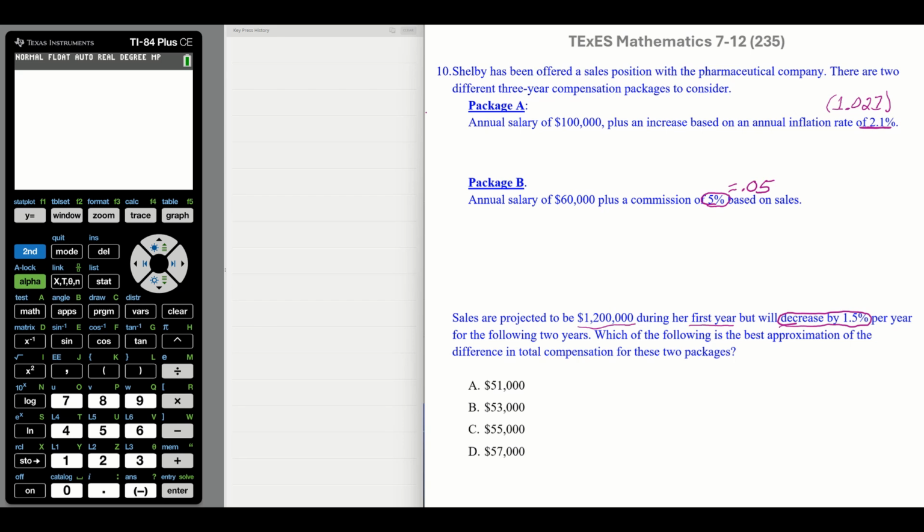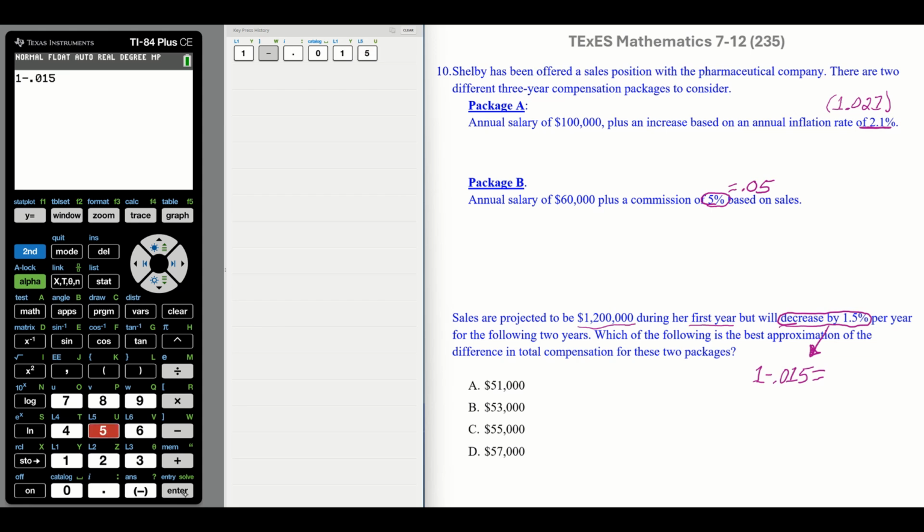Which of the following is the best approximation of the difference in total compensation for these 2 packages? So we have to calculate the 2 packages, subtract, and see which option we have. Okay, let's go ahead and write this in a usable form, which is 1 minus 0.015, which will give us, so put that in the calculator.